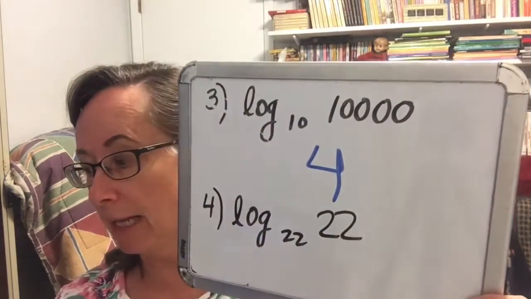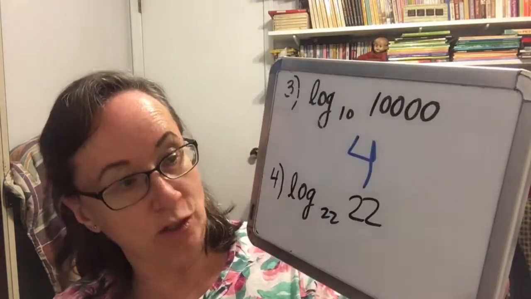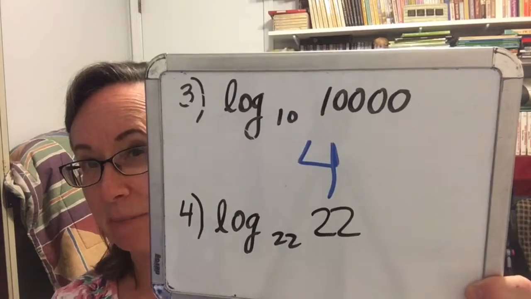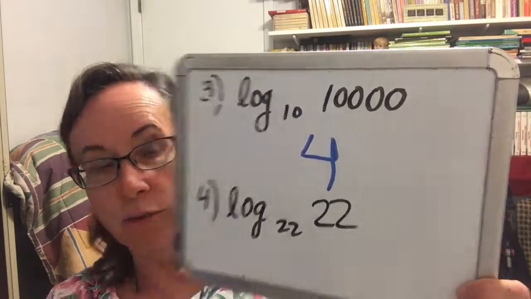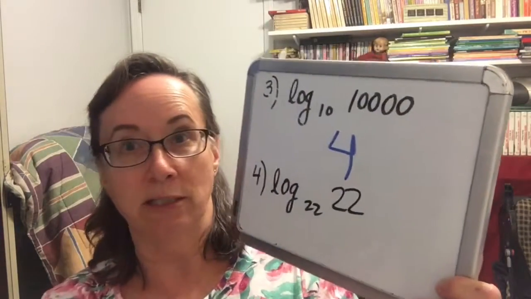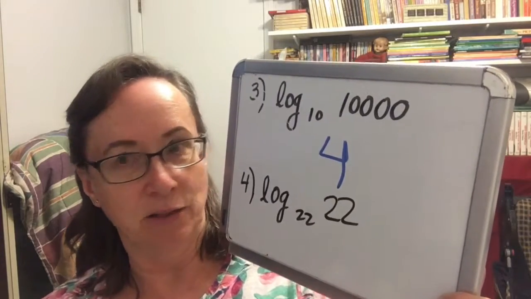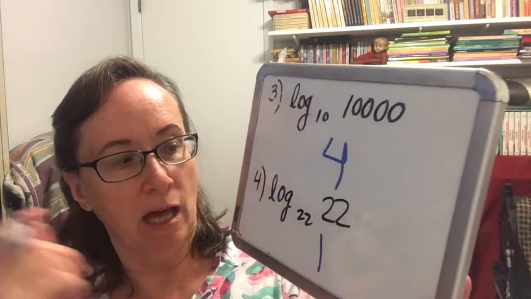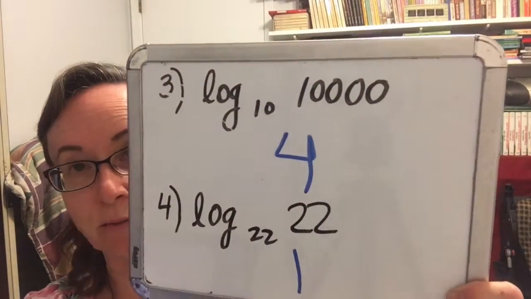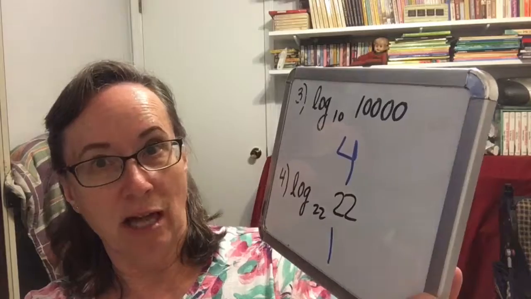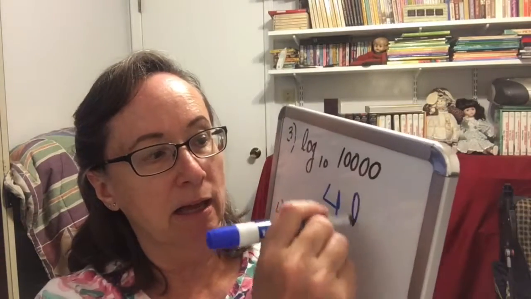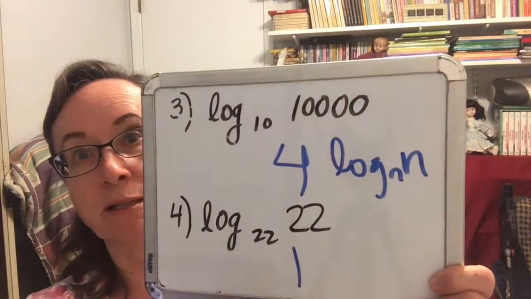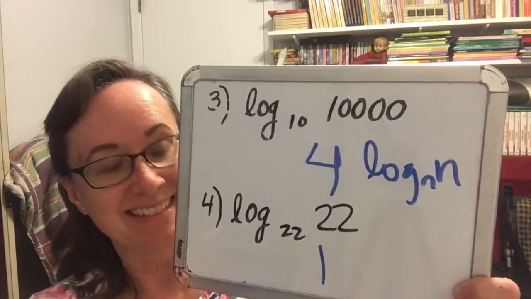Okay, so then the next one is log base 22 of 22. And since the logarithm is the exponent to which I have to raise 22 to get 22, since 22 is already 22, that answer is 1. So the log base 22 of 22 is 1. In fact, we could say log base n of n is always going to be 1.